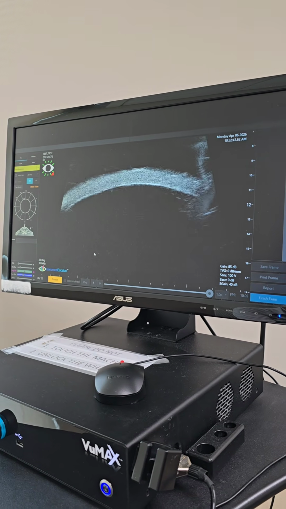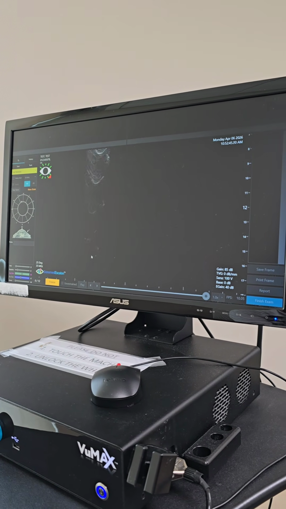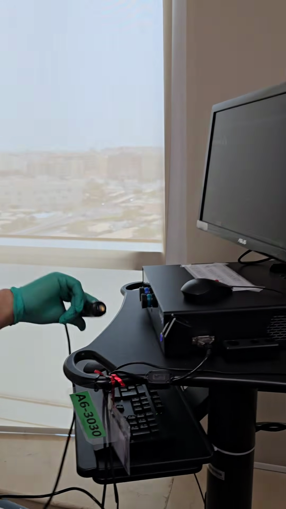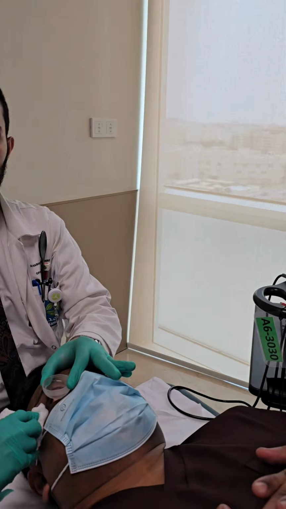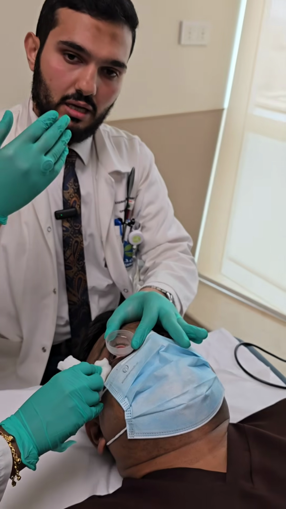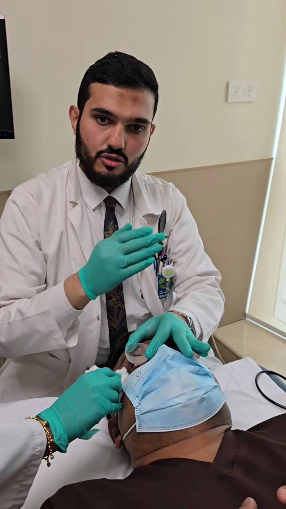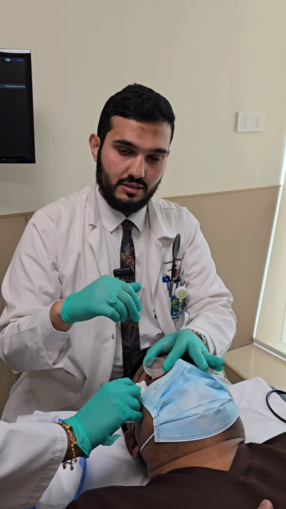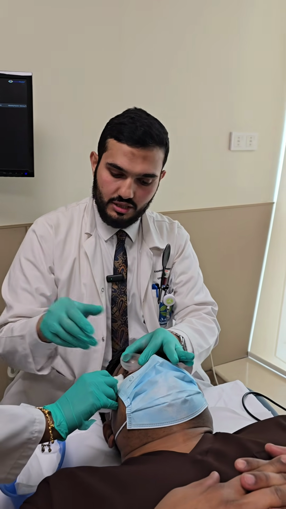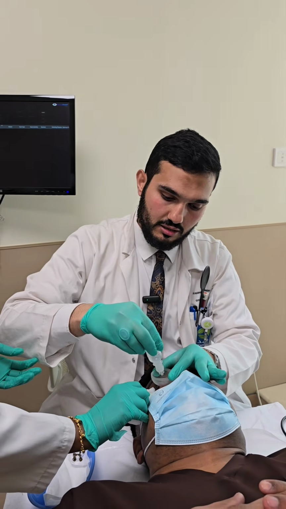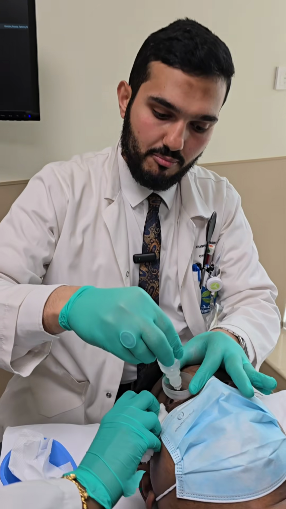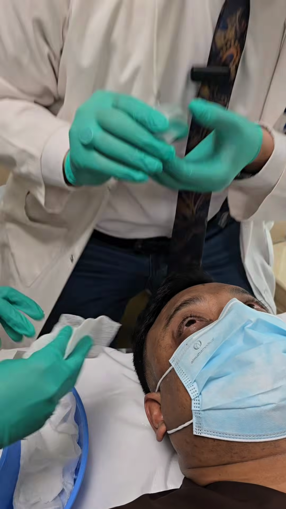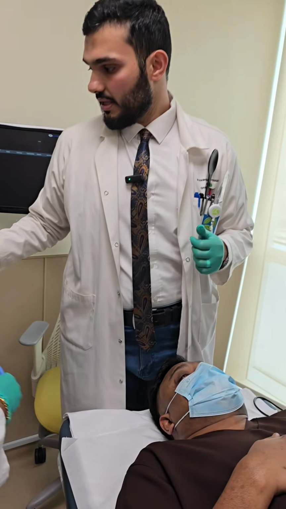The cooperation of the patient is very important. This is just a demonstration. You need to tell the patient to look down, up, right, left. You need to be systematic to check the angle of the four quadrants. And after that, you will suction all the PSS fluid, remove the scleral cup, thank the patient, and write the report.